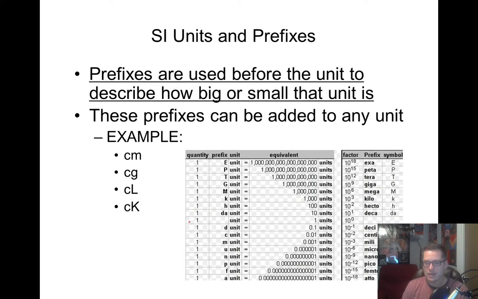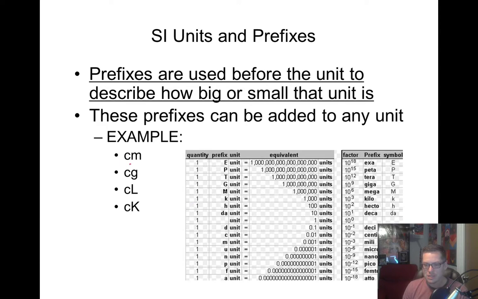All right, now SI units and prefixes. The nice thing about the metric system is that we're going to use these prefixes to help us keep track of how many factors of 10 we've used. And here's a giant list of all the prefixes that we could possibly use. So okay, we can take these prefixes and add them in front of any unit.